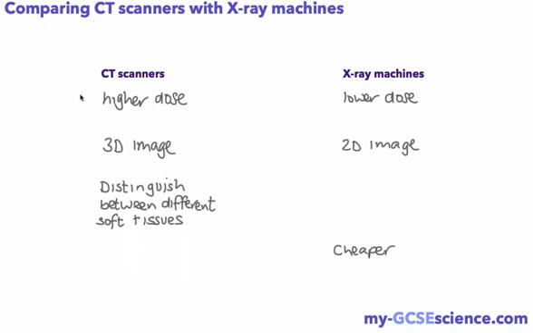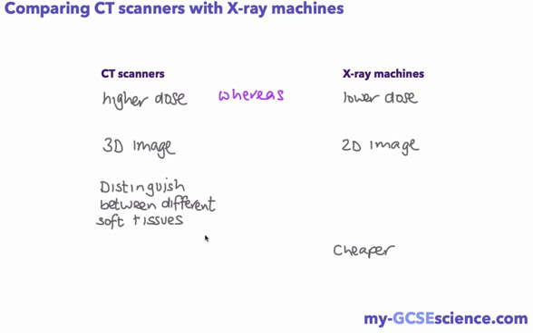The last thing I want to look at quickly is comparing CT scanners with X-ray machines, and when we're comparing, remember this is a command word, we have to look at the features of one compared to the features of the other. So with CT scanners we have a higher dose of X-ray radiation, whereas with X-ray machines it's a lower dose. CT scanners can produce a 3D image, on the other hand X-ray machines produce a 2D image. CT scanners can distinguish between soft tissues, so different kinds of tissues can be differentiated. The CT scanner is quite a lot more expensive, in fact. The X-ray machine on the other hand is much cheaper.